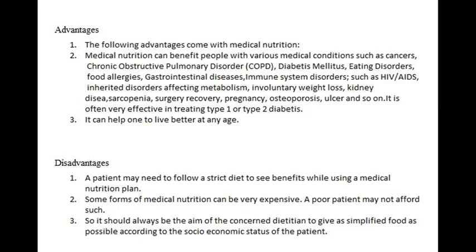For example, as I already told you, a patient requiring albumin-rich food, and your renal patients who have renal impairment but need a proper amount of protein. They are not getting it from the food they are eating, so they need to get it from nutraceutical supplements. And supplements sometimes are quite expensive. So it should always be the aim of the concerned dietitian to give as simplified food as possible according to the socio-economic status of the patient. That is what we actually try to do.